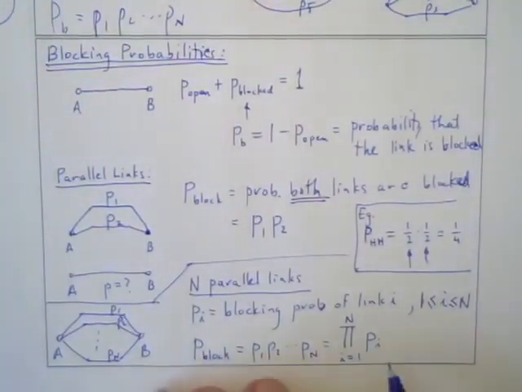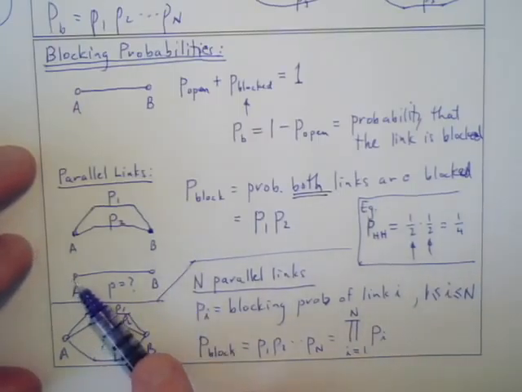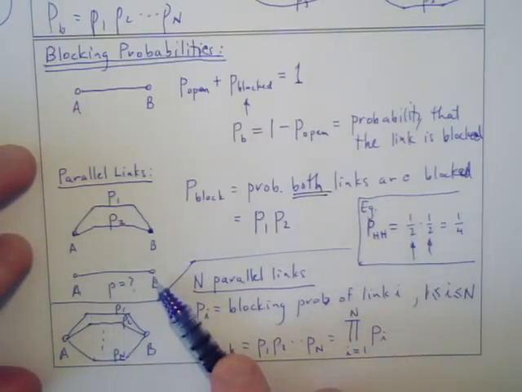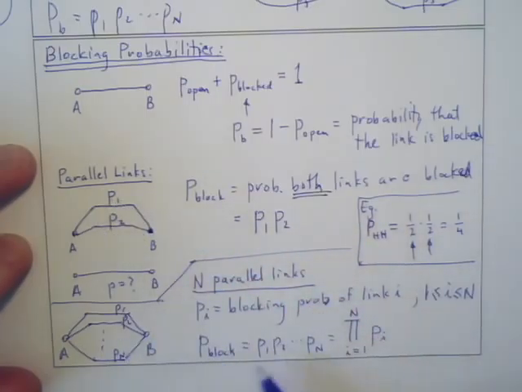Okay, and so this is the case where we have the link from A to B being made up of two or more parallel links. And in that case, the blocking probability is simply the product.